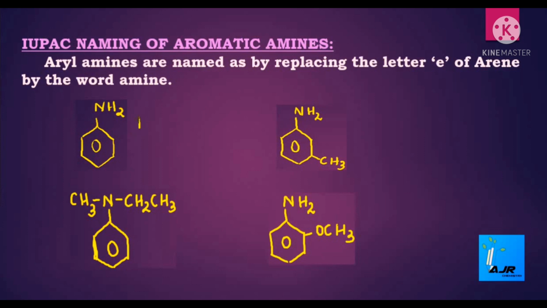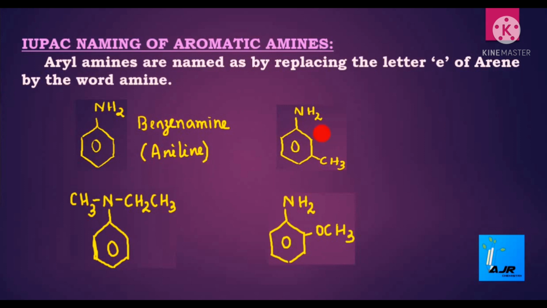Benzene is the name of this aromatic ring. In this aromatic ring, an amino group is attached. So from benzene, we should remove the last letter E, and then add the word amine. Benzenamine. So this is the normal IUPAC naming. But universally, they have accepted a name for this compound. When an NH2 group is attached to a benzene ring, that is called aniline. Universally accepted. So instead of writing benzenamine, they make use of the word aniline.